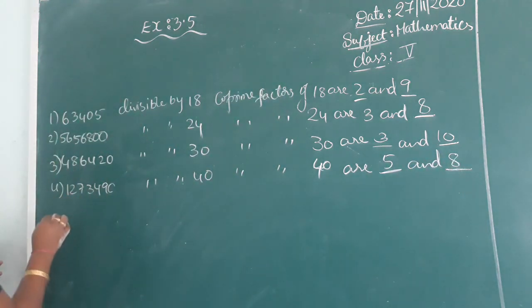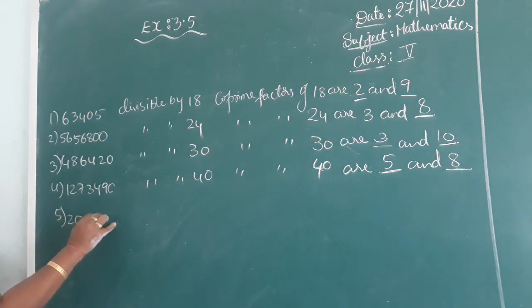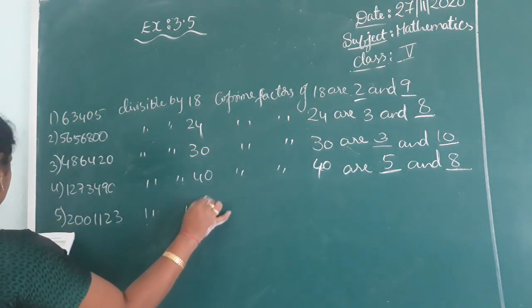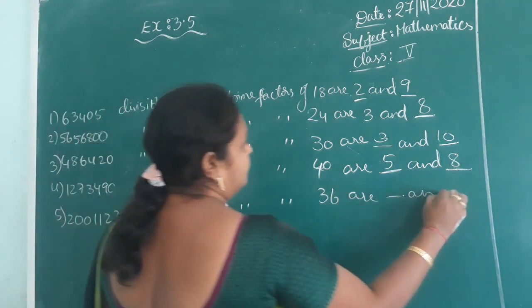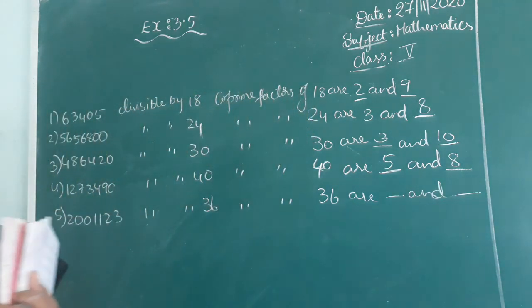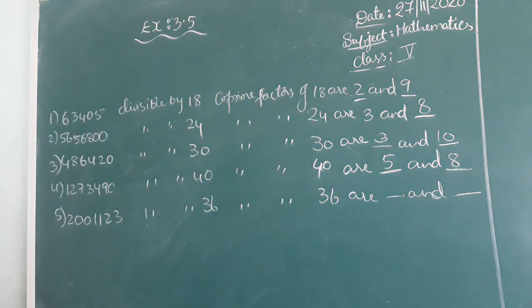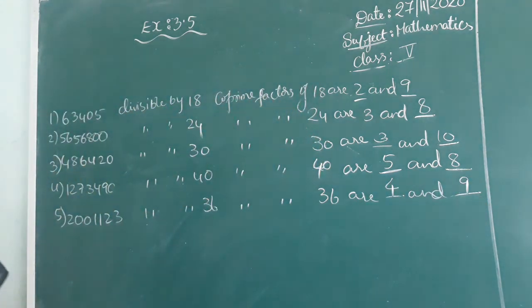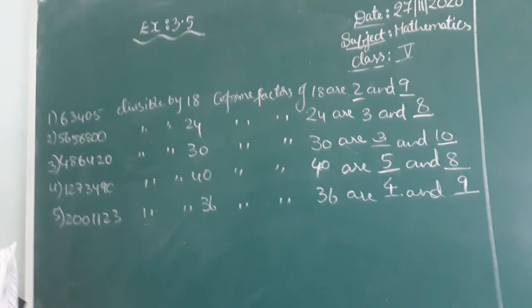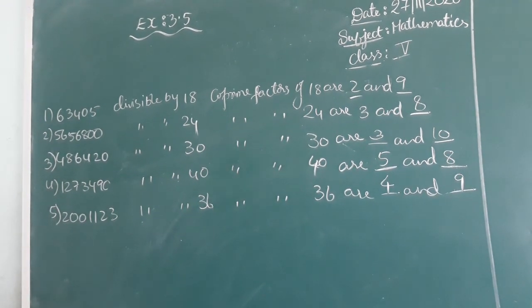Fifth one, divisible by 36. What are the co-prime factors of 36? Factors of 36: 2 18s, but 2 and 18 are not co-prime. So go to the next one. 4 9s. 4 and 9 are co-prime. There is no common factor for 4 and 9. So 4 and 9 are co-prime factors of 36.